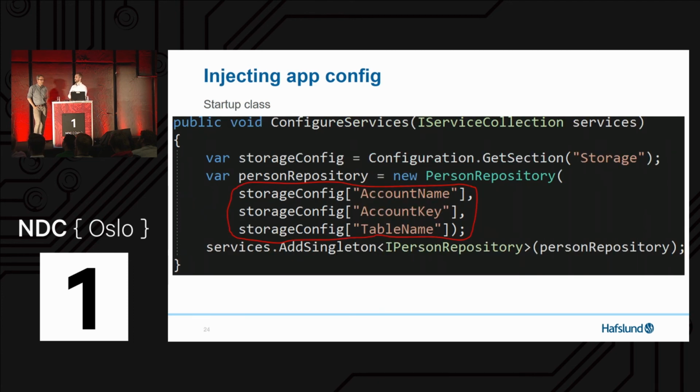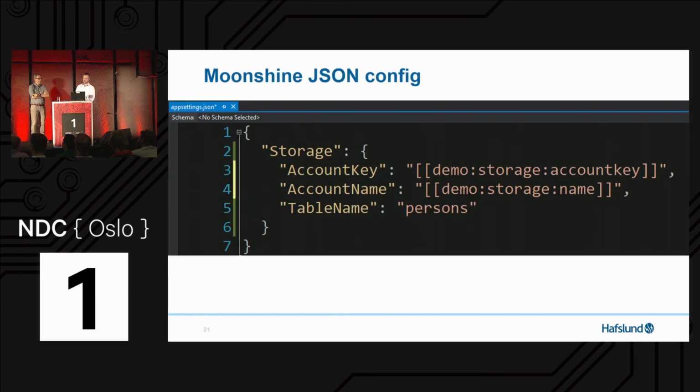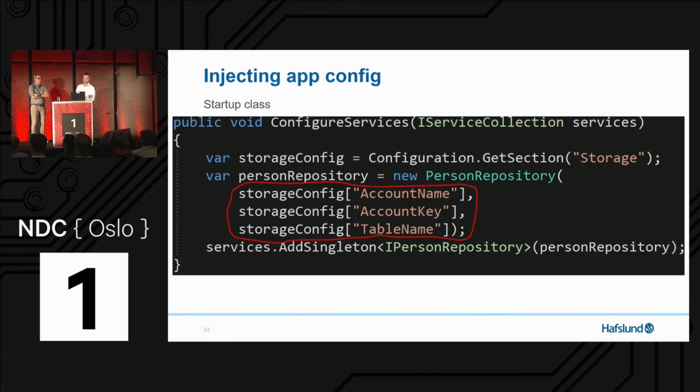So then we can start injecting our secrets into our code. In this case, you'll see a person repository, which is a repository over our table storage account, where we will store persons' names and how often they have clicked the button. So now we have all of these decrypted secrets from Moonshine ready to be injected into our person repository. So we just refer to them like this, and we inject them like this.